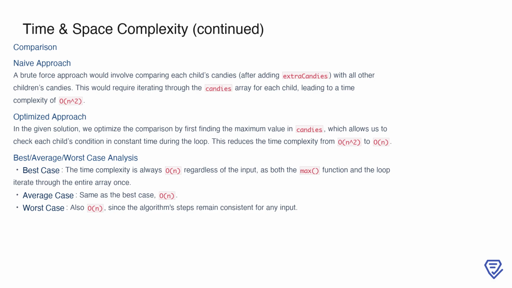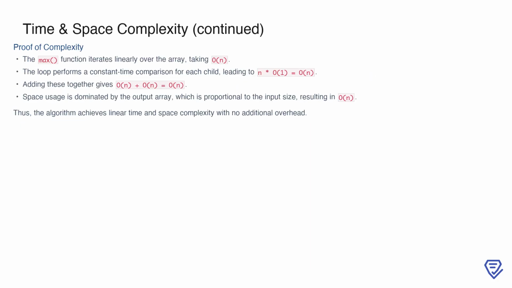Furthermore, the time complexity remains consistent across all scenarios: best, average, and worst case. Regardless of the input, the max function and the loop both traverse the array once, ensuring the time complexity is always O(n). To confirm the time and space complexity, we can break the operations down step by step.